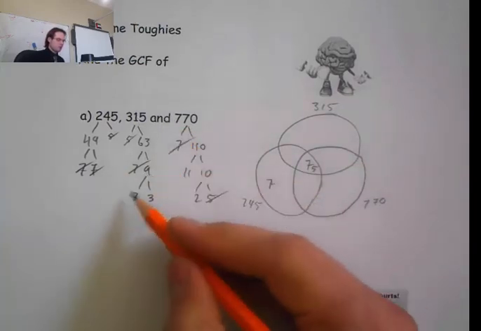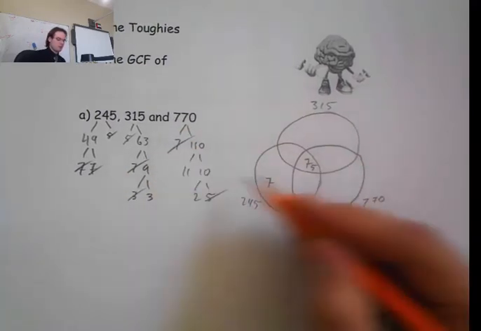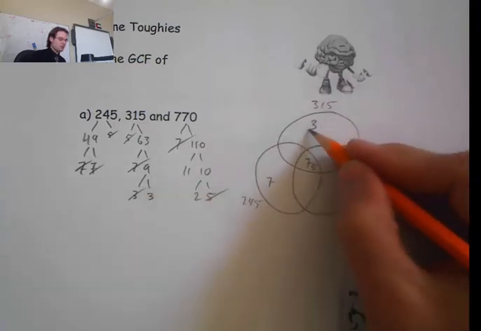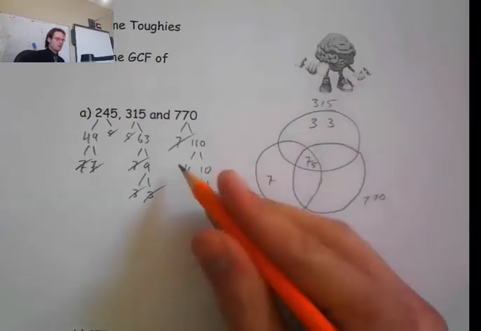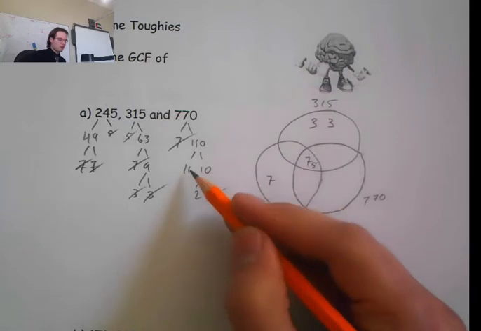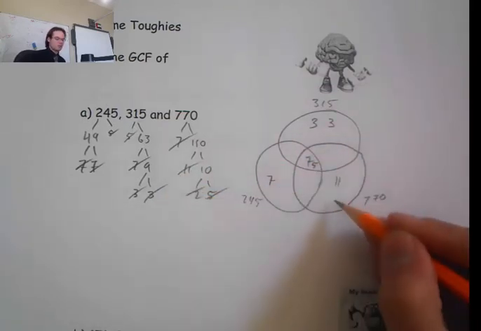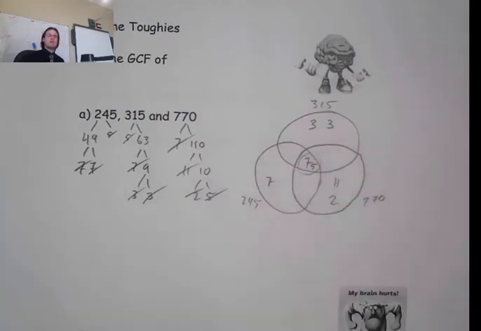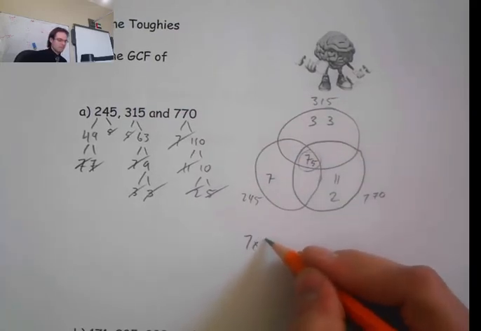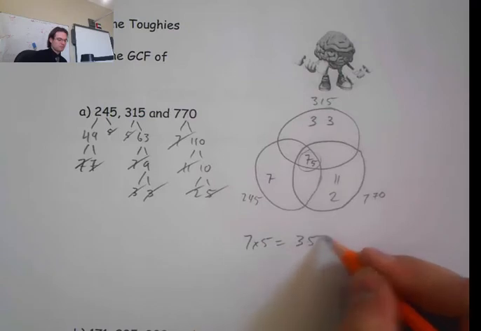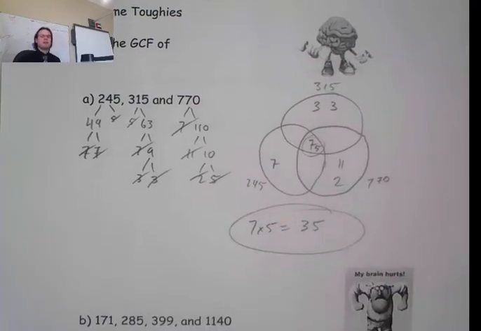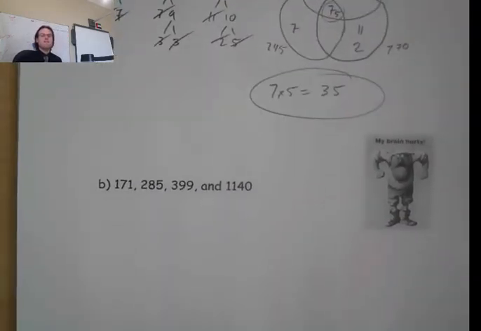Now let's see if there's another one. 3. No other 3s. So this is with 315. Okay, now this one has 11. 11 is not shared anywhere else. And 2 isn't shared anywhere else. So what's in the middle? 7 times 5. That's it. Now my next one is a very tough one.